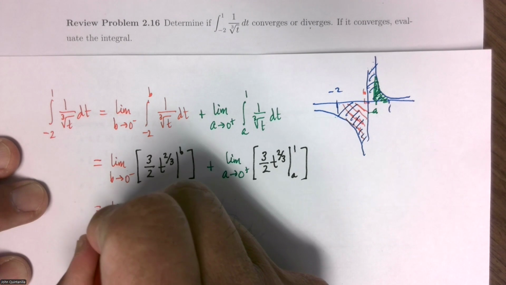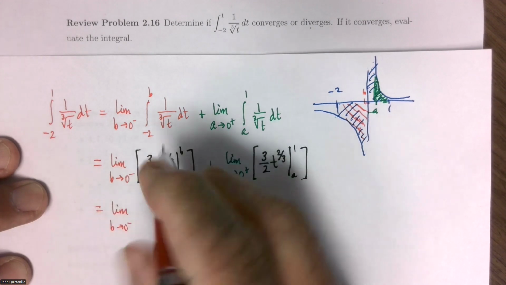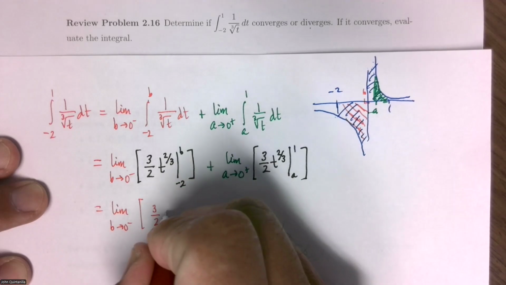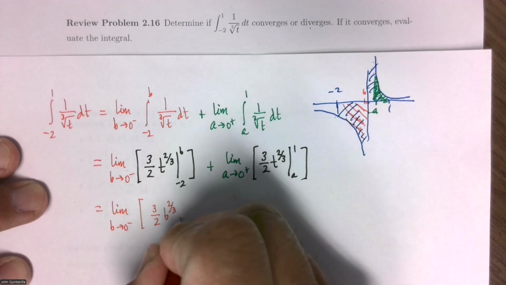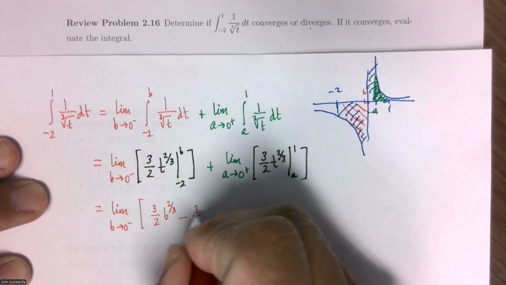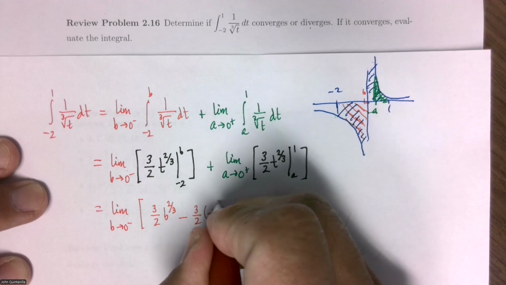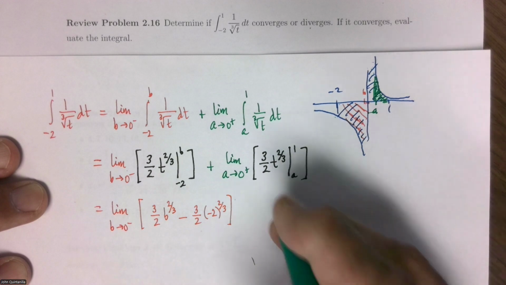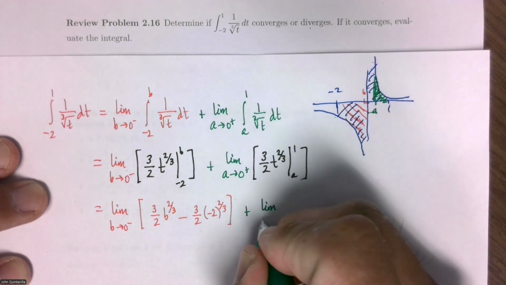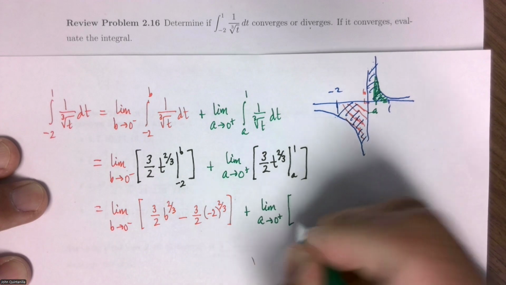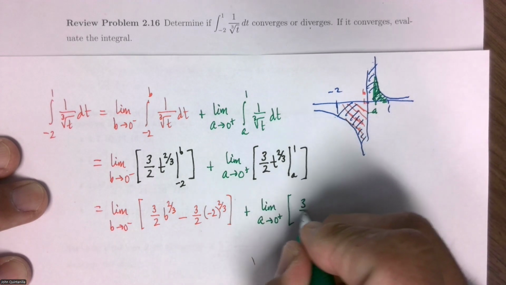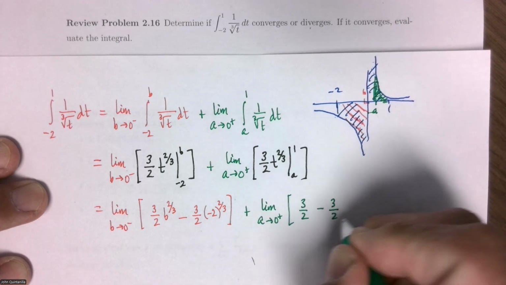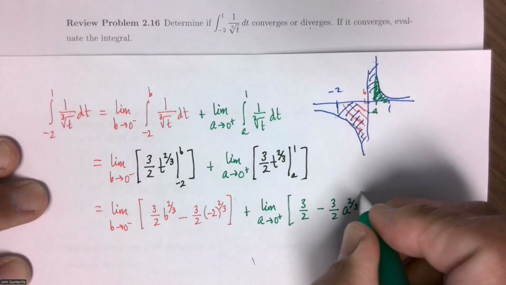Okay, so now we are able to compute these things. Now I'm going to keep this one in red and this one in green. So we have 3/2 times b to the 2/3 minus 3/2 times -2 to the 2/3. Okay, so that's straightforward. The second limit, we have the limit as a goes to 0 from above. Plugging in 1, I get 3/2, since 1 to anything is equal to 1, minus 3/2 times a to the 2/3.